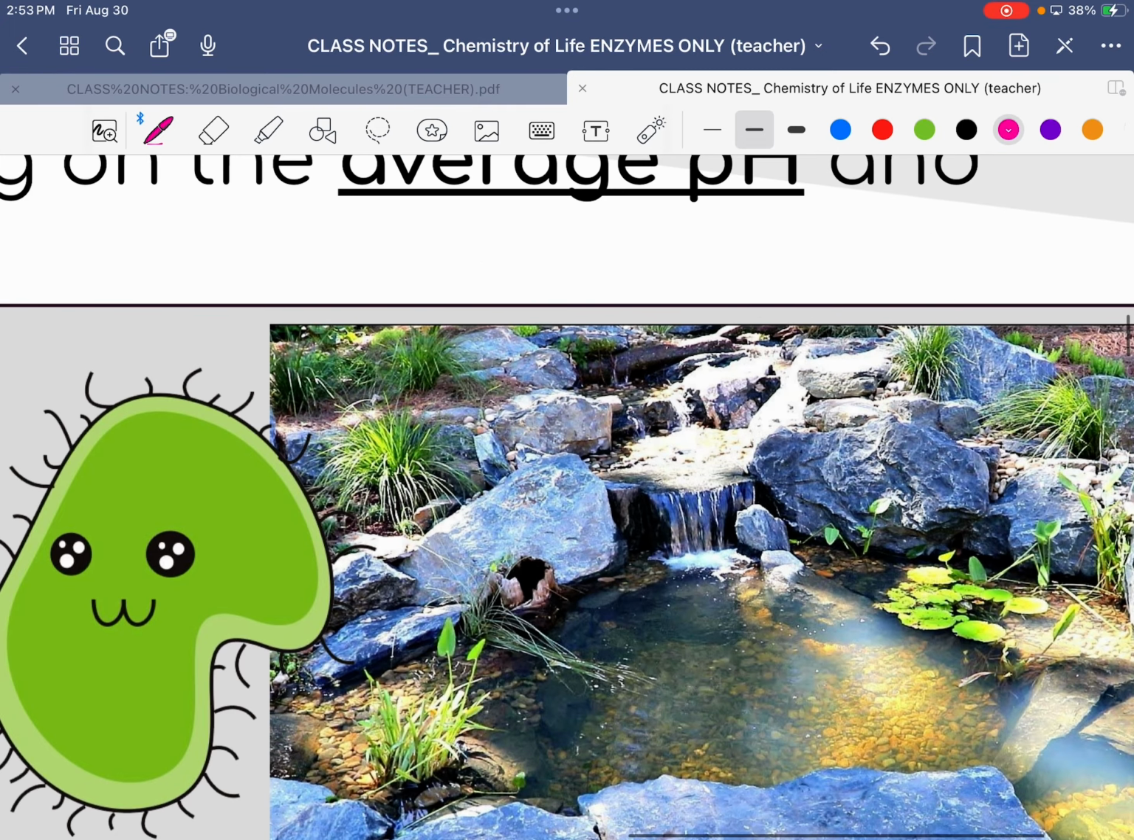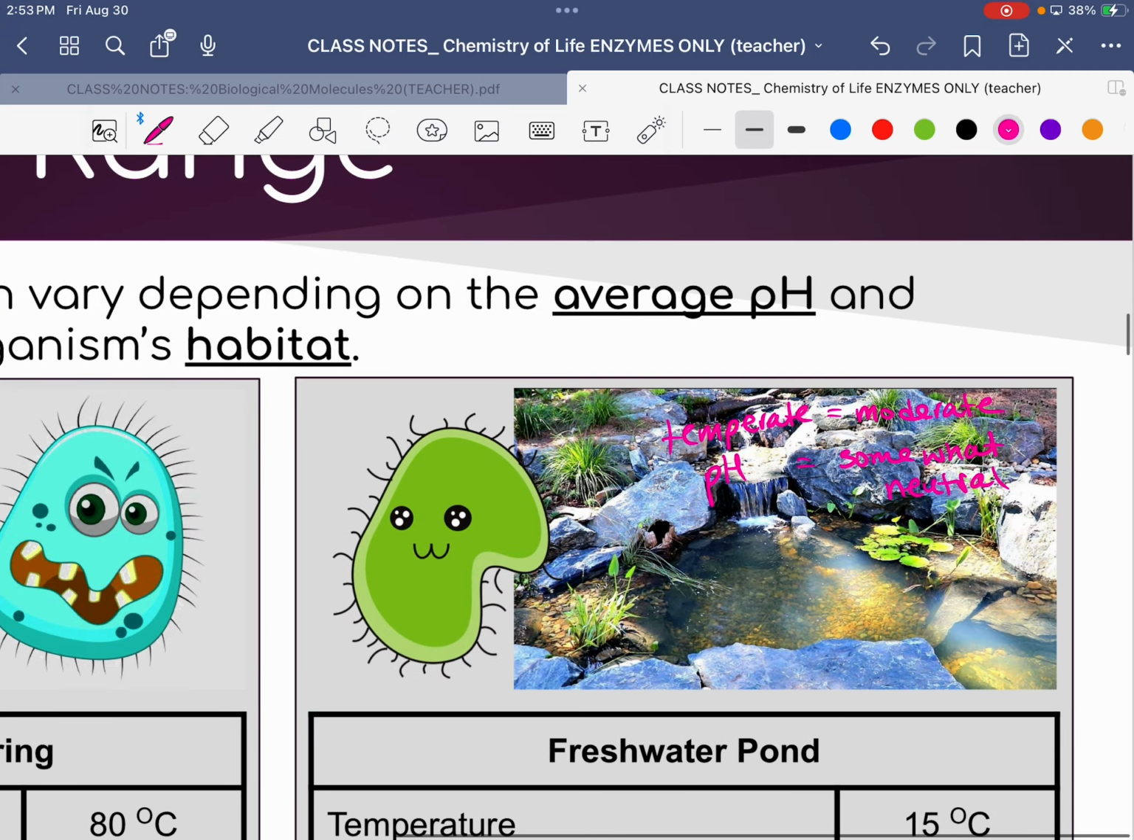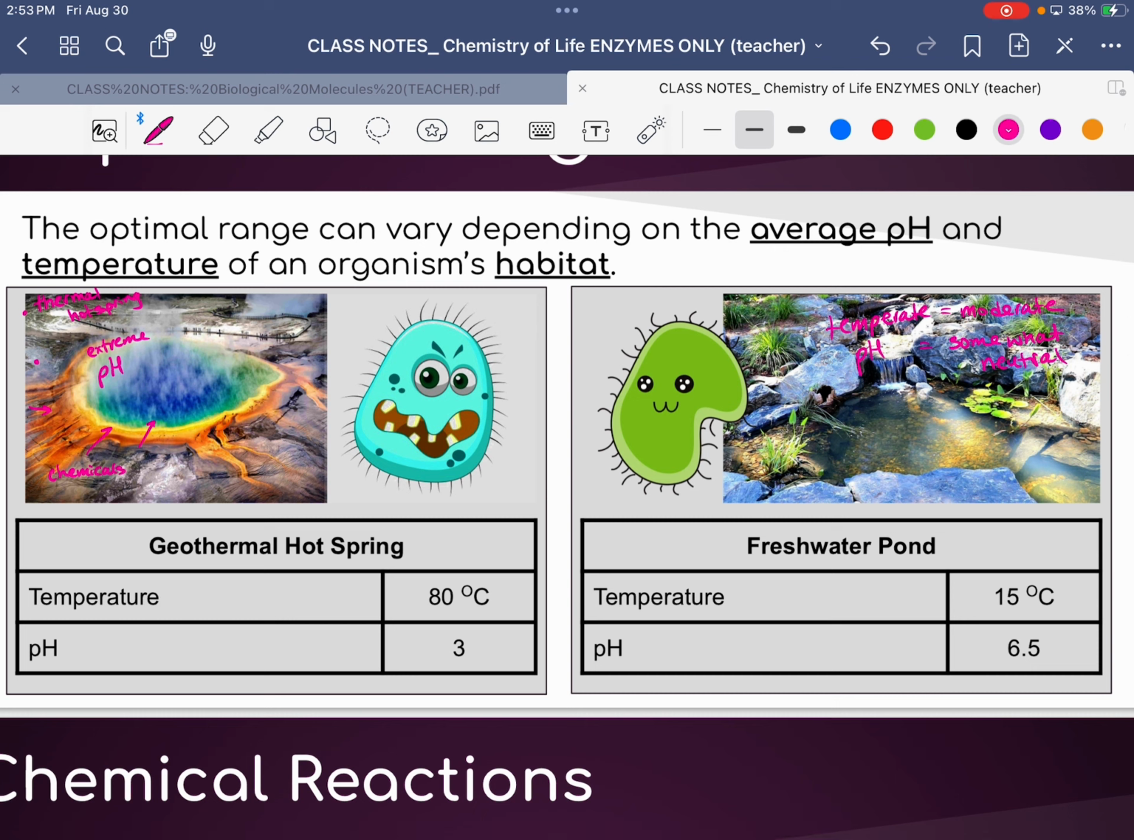Okay, but over here, look at this nice place. The temperature here is nice and moderate, right? It's not too hot, not too cold. The pH is, let's call it somewhat neutral. It might be neutral, I don't know. But it feels like it's probably not too acidic, not too alkaline, right? It's fairly neutral pH. And so they live in very different habitats.